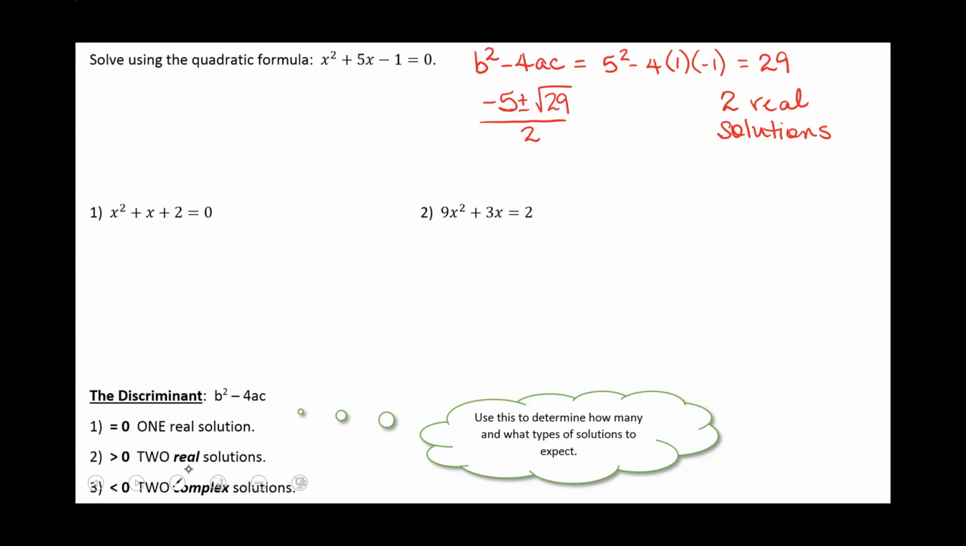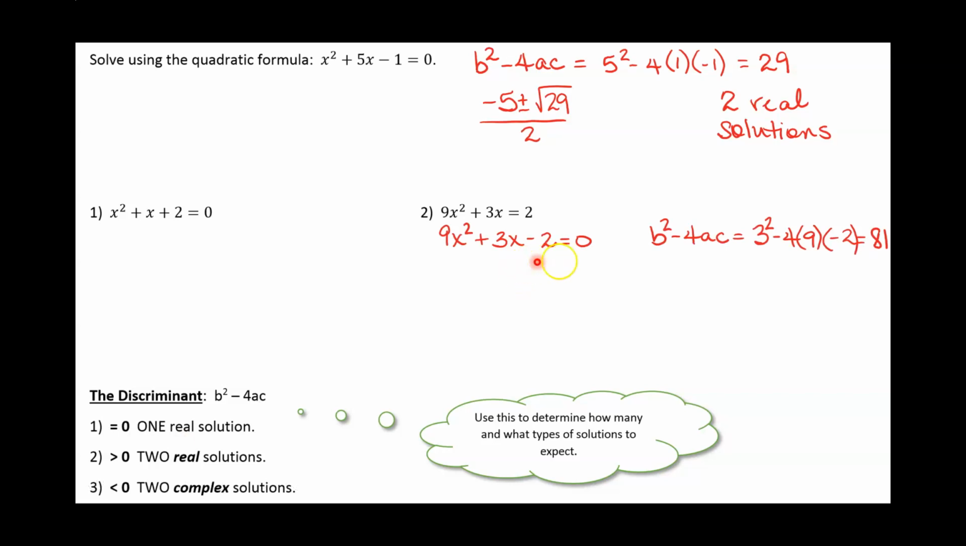Now, think with me for just a second. If what was under the radical had been a 0, you would have had negative 5 plus or minus the square root of 0, which is just negative 5 plus 0, or negative 5, right? So you would have had negative 5 over 2. You would have only gotten one answer. And so that's why it says if your discriminant is 0, you'll only get one solution, and it will be real.